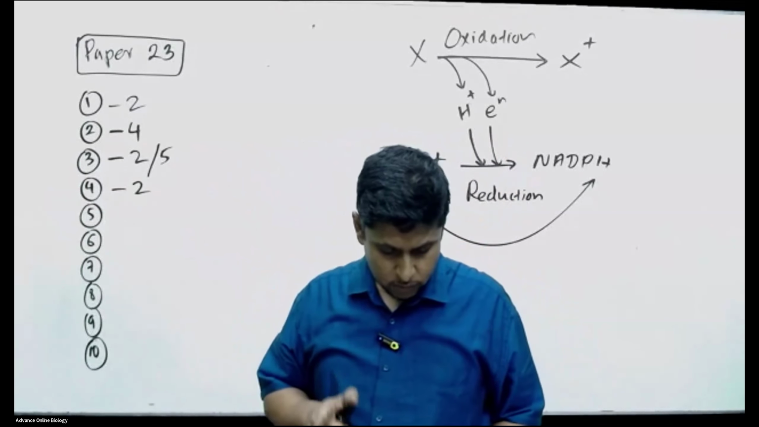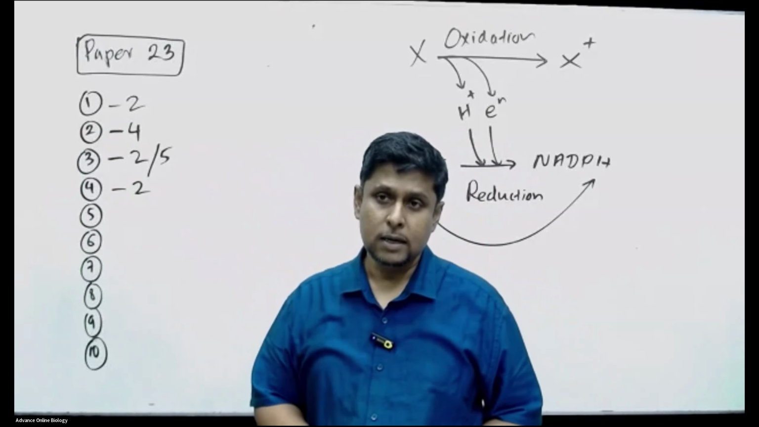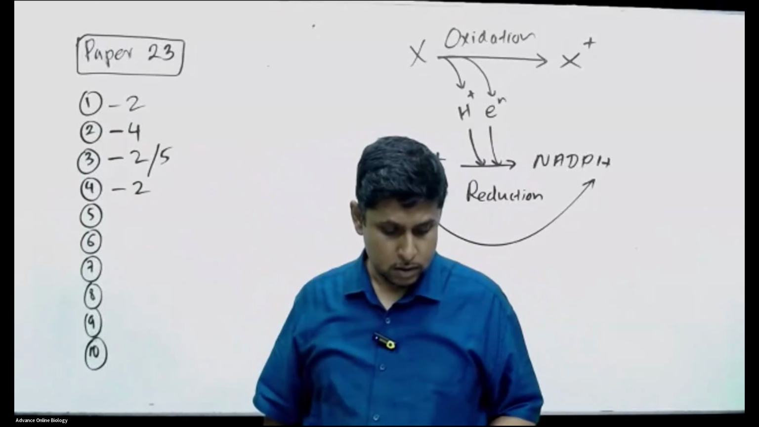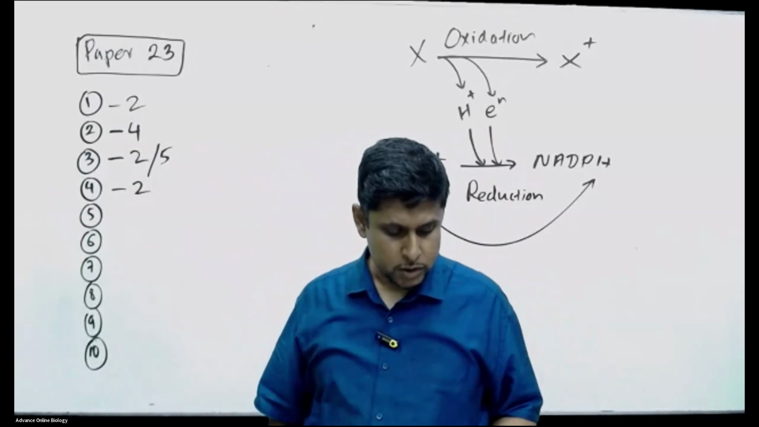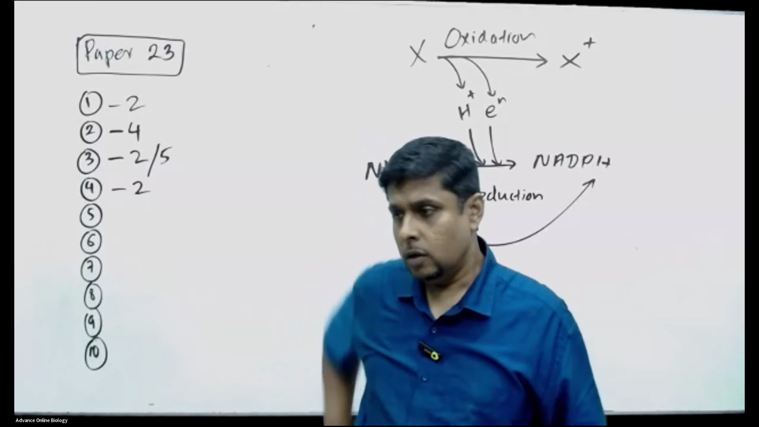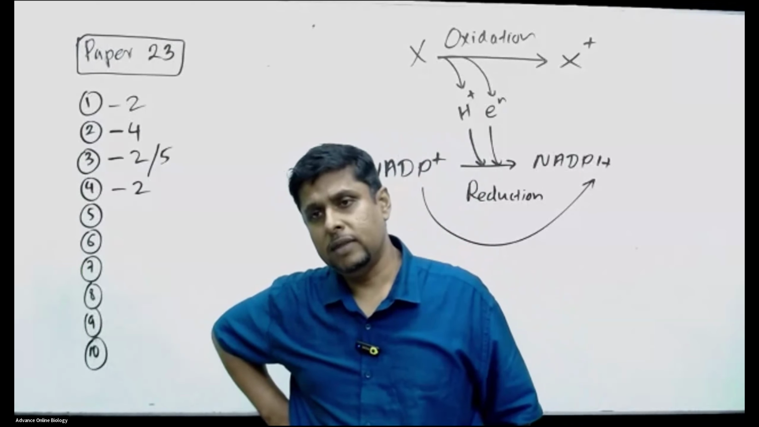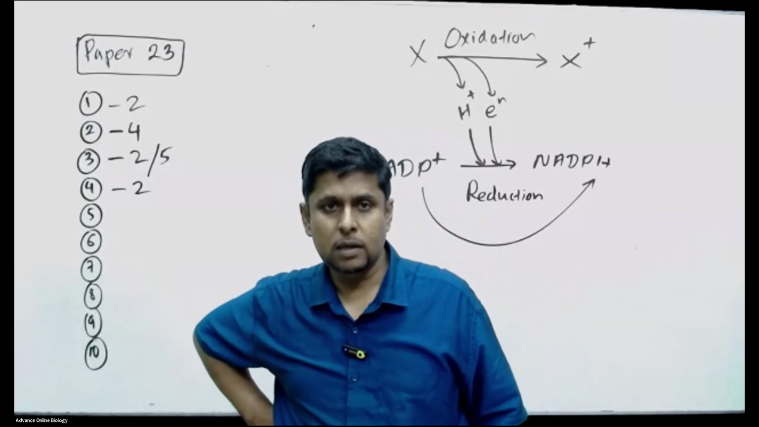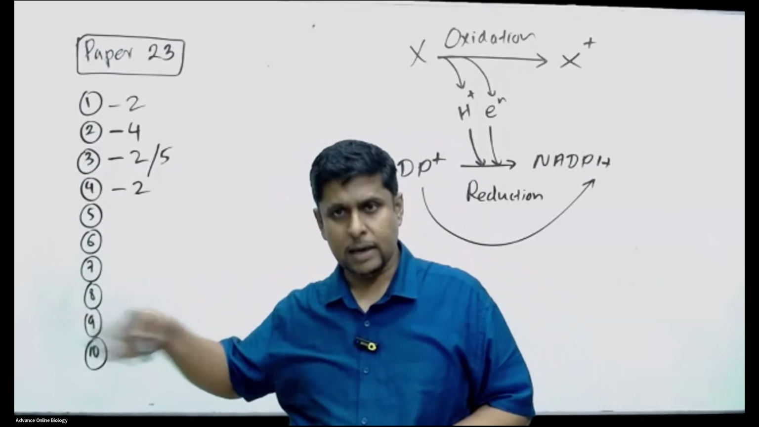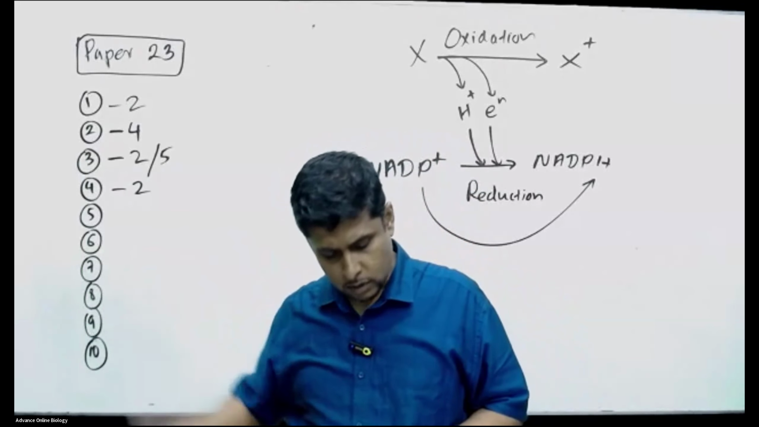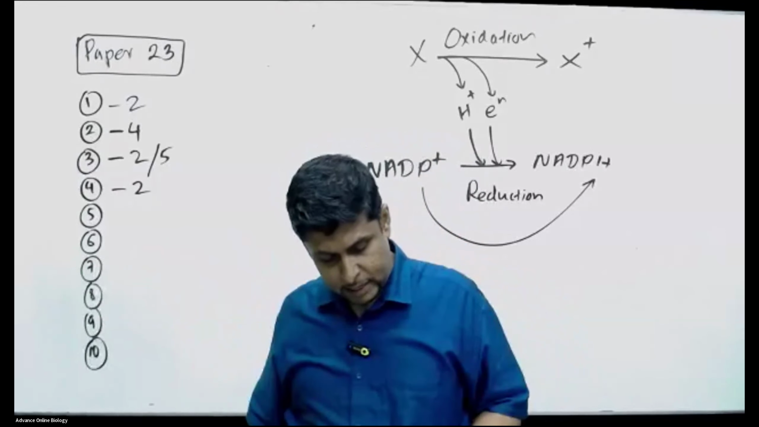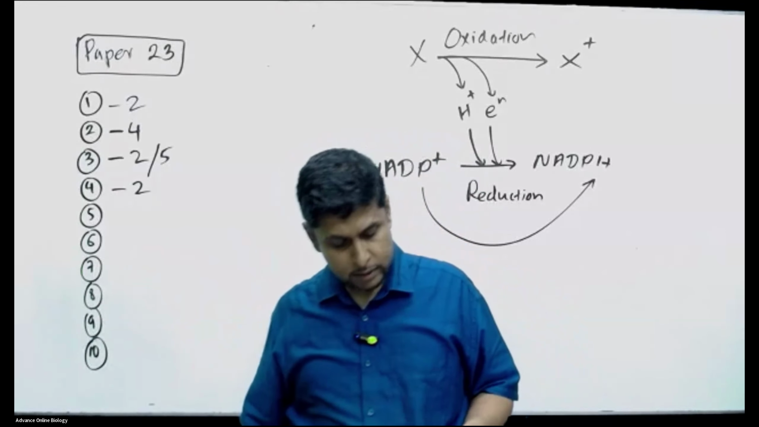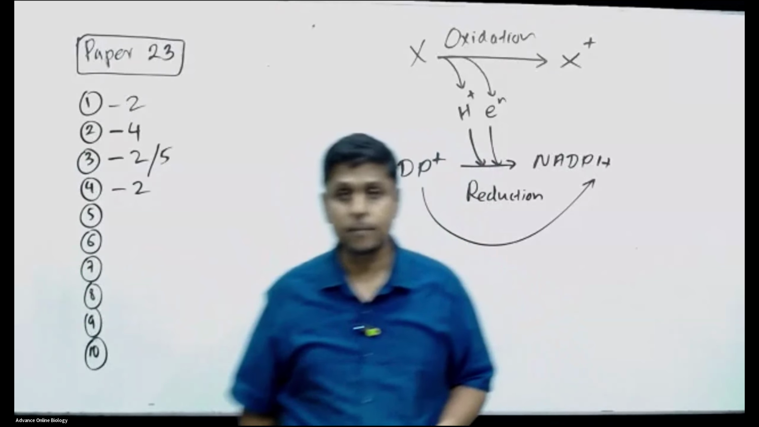Rubisco is only involved in the fixation of carbon dioxide. No, Rubisco has the ability of fixing oxygen too, neither. So it carries out carboxylation as well as oxygenation reaction. Wrong statement.